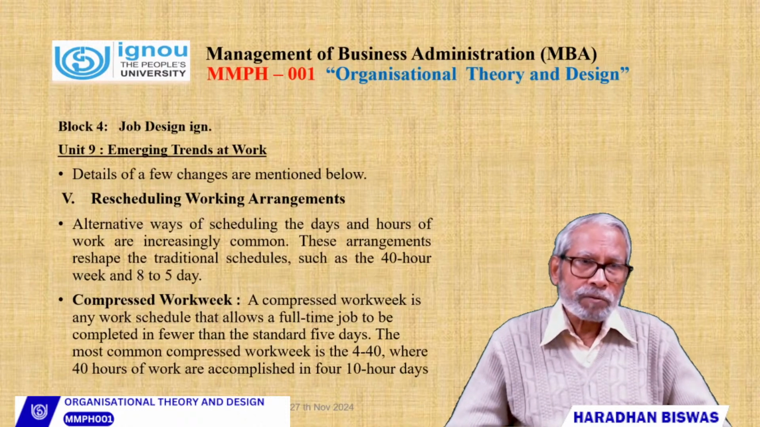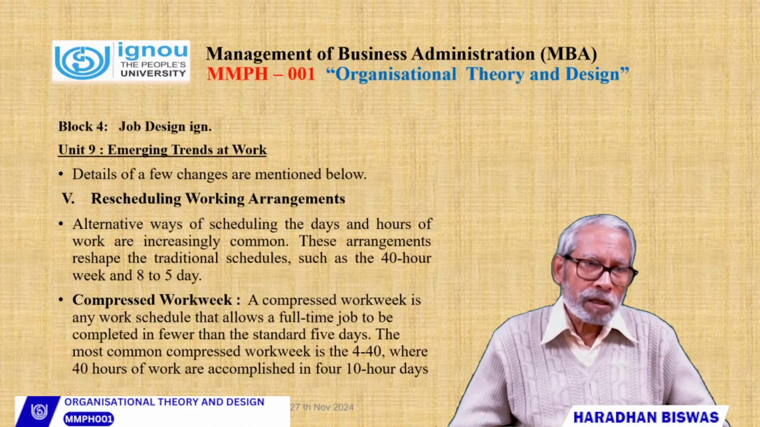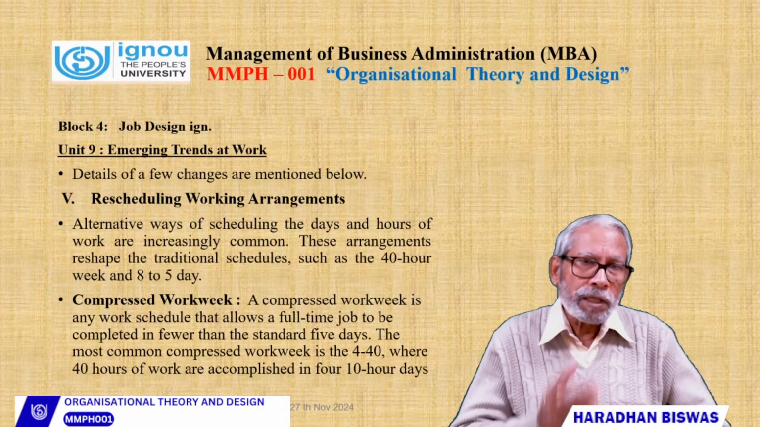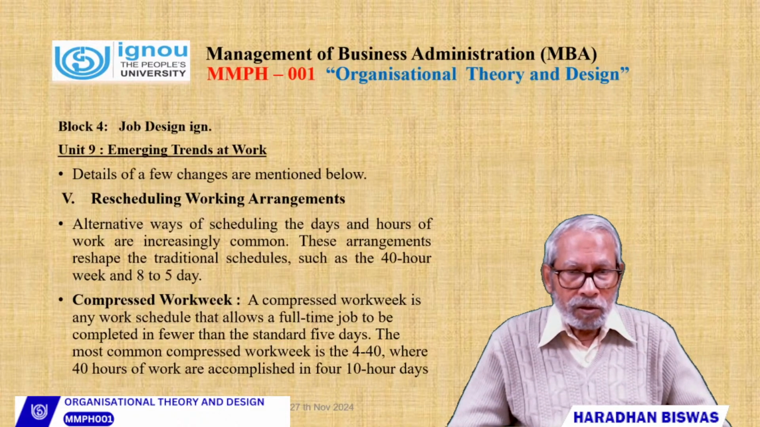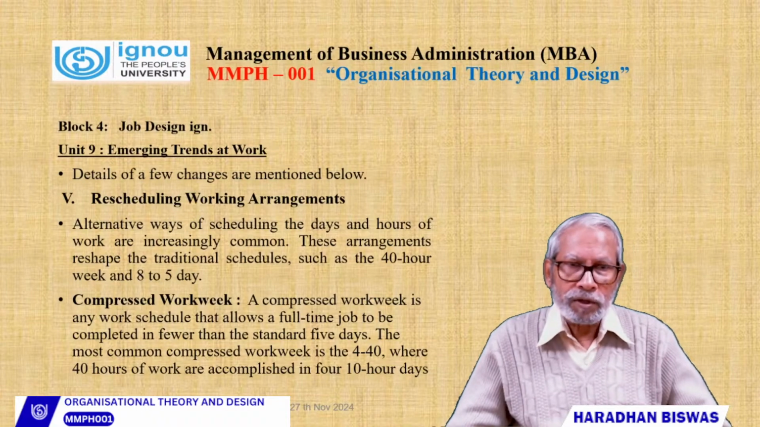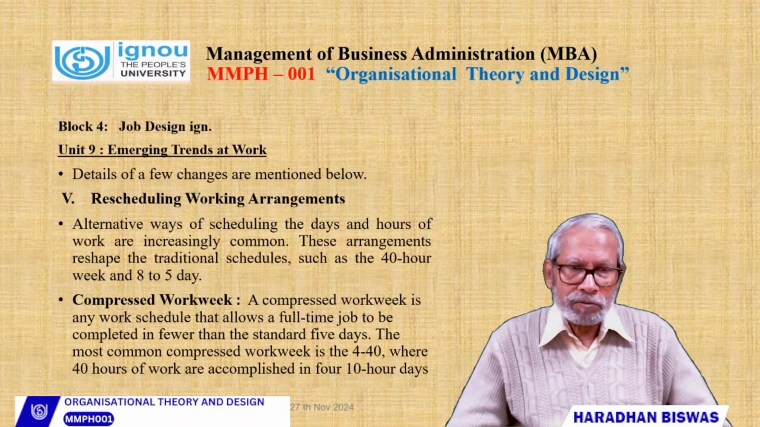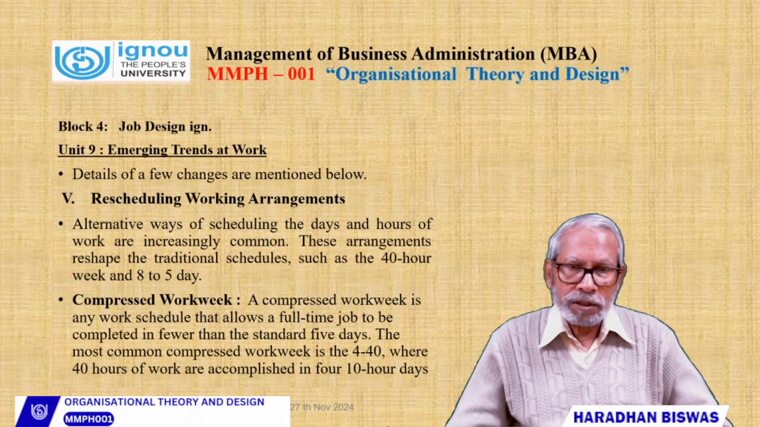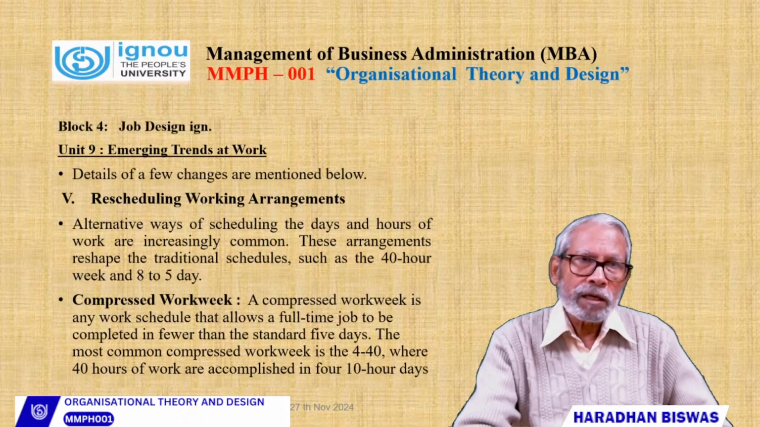Then the compressed work week. A compressed work week is any work schedule that allows a full-time job to be completed in fewer than the standard 5 days. The most common compressed work week is 4 working days and 40 hours, where the 40 hours of work are spread over 10-hour days. Basically, this is the way you can compress things.